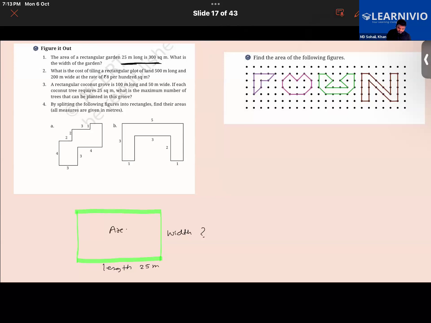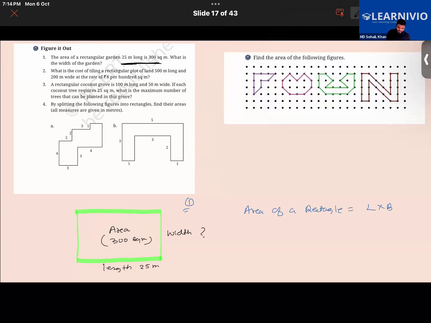And the area is given as 300 square meter. So let me tell you how we solve such kinds of questions. Whenever you solve such a question, make sure you draw a rough diagram. So you know that the area of a rectangle is equal to length multiplied by its breadth.